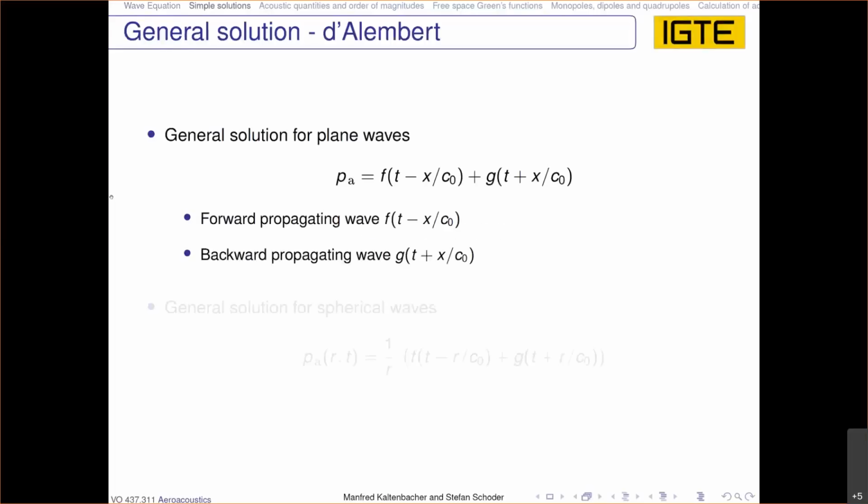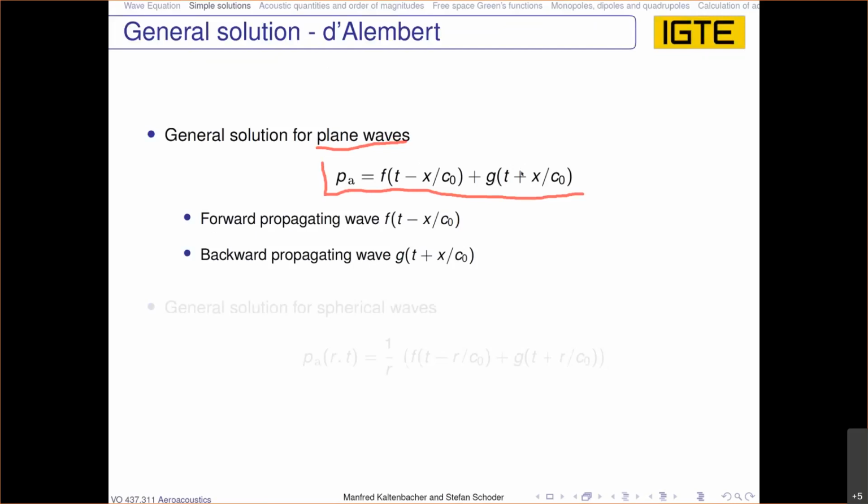Okay, if this is not the case, then we will come to two special waves, and these are the following. This is the first one, a plane wave. The plane wave has the following solution: the acoustic pressure is any function of a forward propagating wave plus a backward propagating wave. It is a superposition of these two functions.